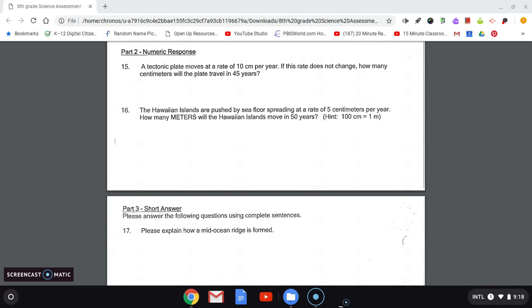Number 16. The Hawaiian Islands are pushed by seafloor spreading at a rate of 5 centimeters per year. How many meters will the Hawaiian Islands move in 50 years? Hint, 100 centimeters equals 1 meter.